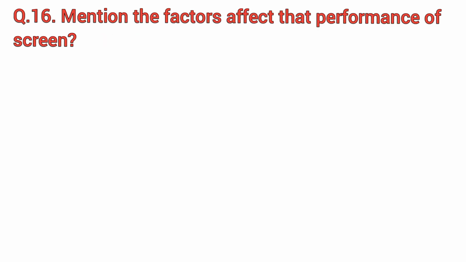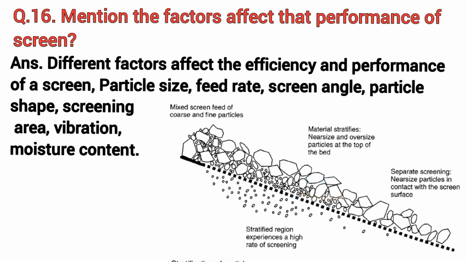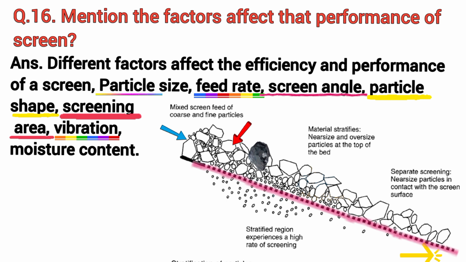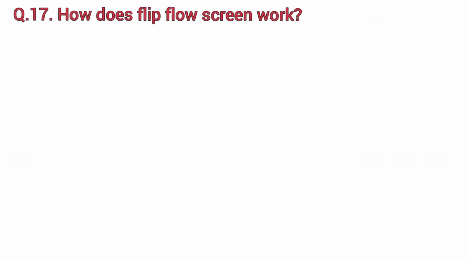Mention the factors that affect the performance of screen. Different factors affect the efficiency and performance of a screen: particle size, feed rate, screen angle, particle shape, screening area, vibration, moisture content. How does flip-flow screen work?